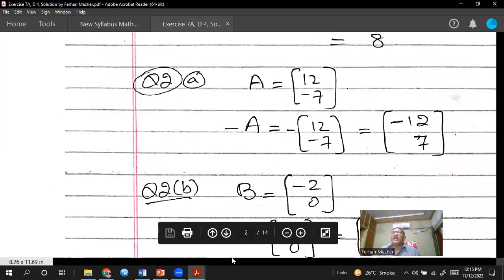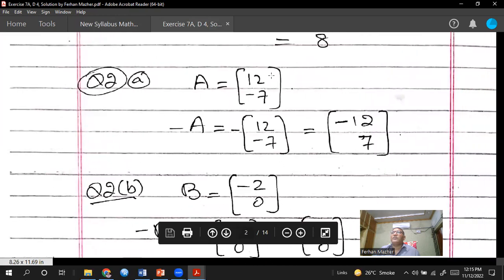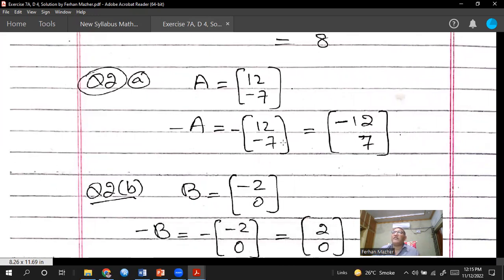Okay, so the A is given to you. That's 12, minus 7. So minus A, which will be the negative of the A, will be minus multiplied with the 12 and minus 7. This negative will multiply with the 12, and this negative will multiply with the minus 7. So it will become minus 12 and 7. So minus A will be minus 12, 7.